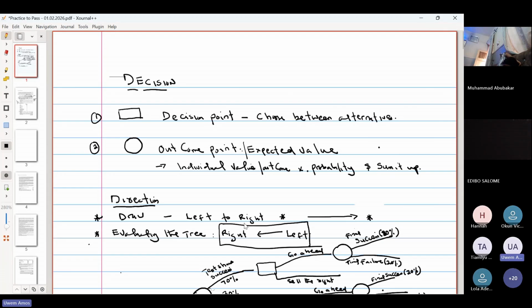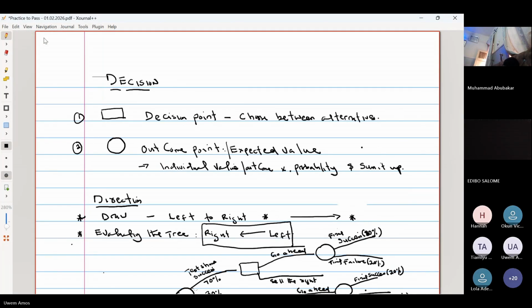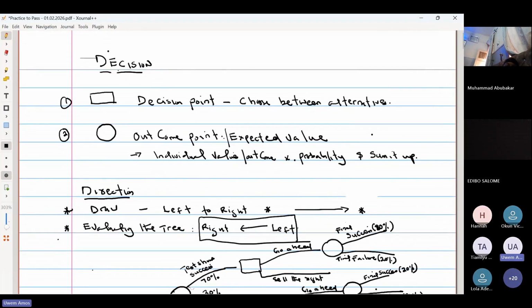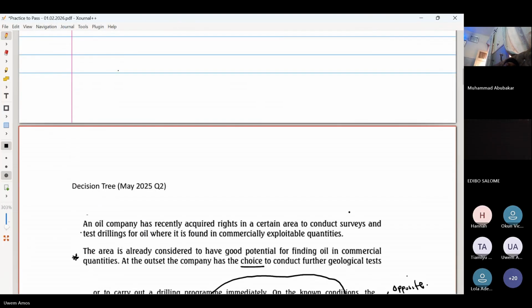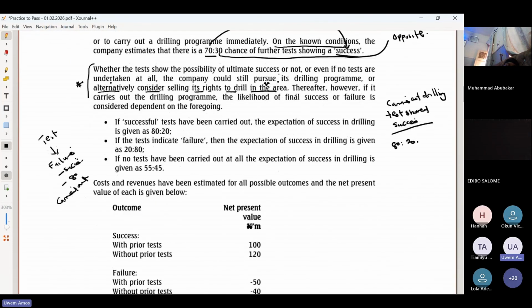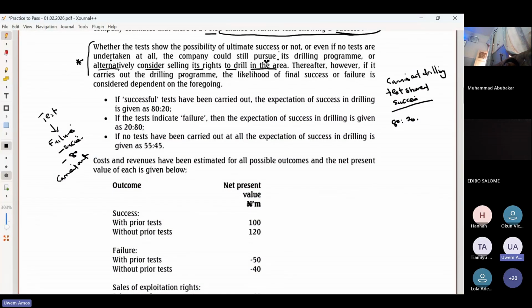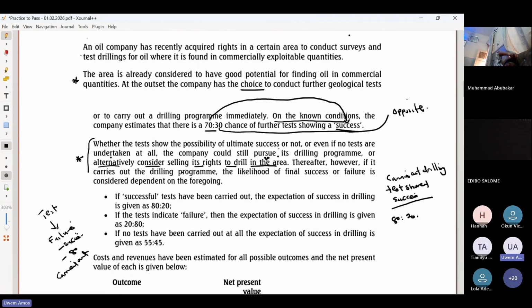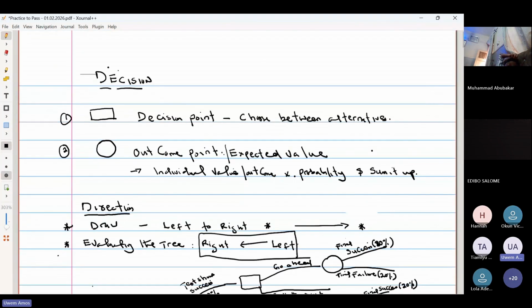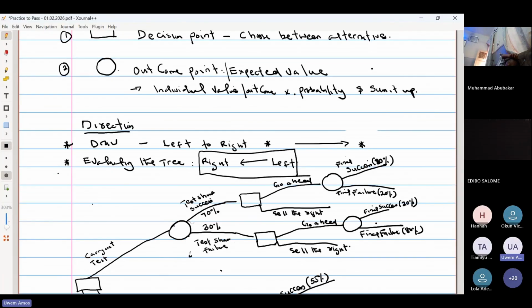Okay, so scrolling right back to our question. It now says the cost and revenue have been estimated for all possible outcomes and the net value of each is given below. So before we go to the cost and revenue side, can you look at the map and please let me know if you have any question on the map itself before we bring in the cost and revenue part.